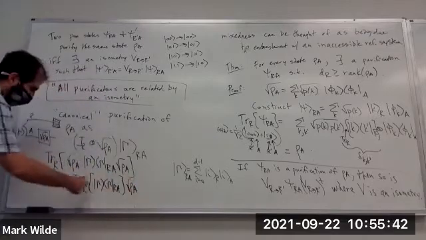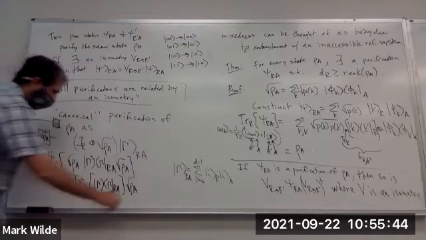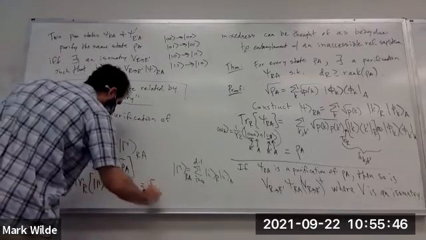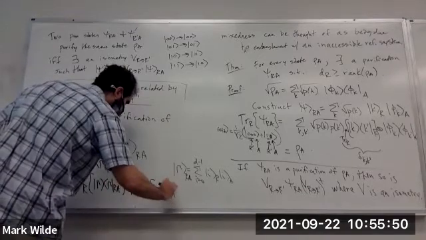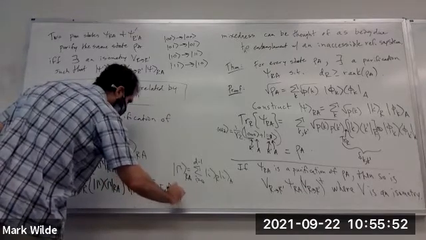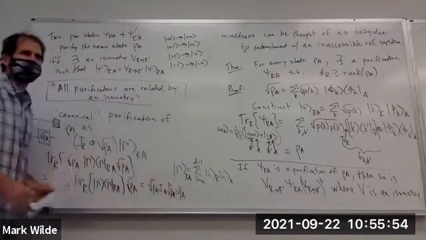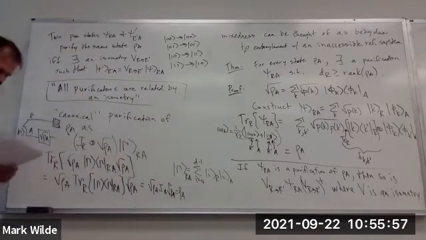And then what I was saying is that you can do a quick check. This is identity on system A. And so you get square root of rho A, identity on A, square root of rho A, and that's just rho A. So that's the proof of the canonical purification.